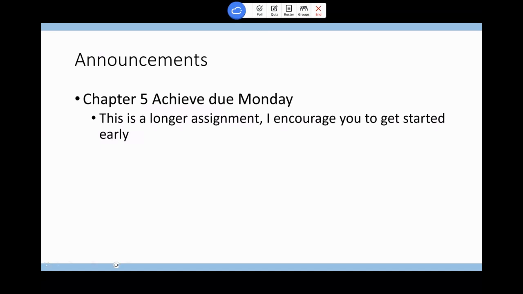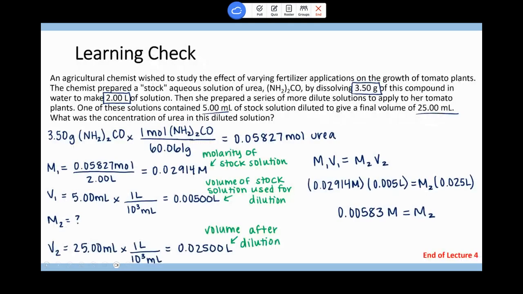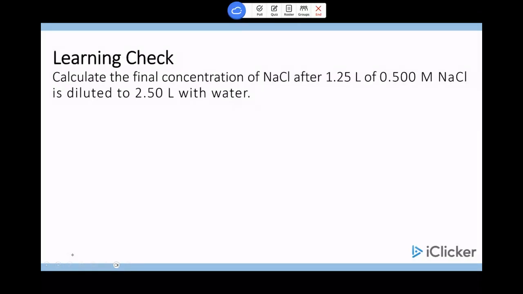At the end of class on Wednesday, we were talking about concentrations, and if we're diluting a solution, we can use M1V1 equals M2V2, where M1V1 is our original solution, and M2 is the molarity of our diluted solution, and V2 is the volume of that diluted solution. So this question, we're not going to make it an iClicker today, so you can ignore that. But it's another dilution question. So we are calculating the final concentration of sodium chloride after we take 1.25 liters of a 0.5 molar solution and dilute it to a total volume of 2.5 liters.